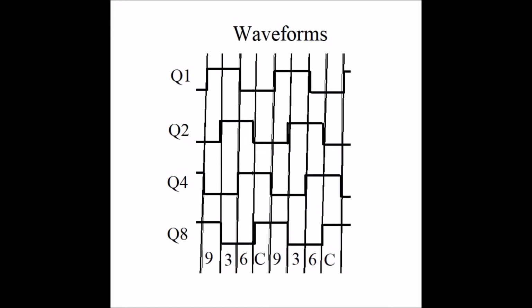So if we look at this real carefully, we can see that here we have the most significant, least significant, and most significant bits set, or a 9. Here we have the 2 least significant bits set, which is a 3. Here we have the 2 middle bits set, which is a 6. And here we have the 2 most significant bits set, which is a C. And then we'll repeat that pattern. So it'll go 9, 3, 6, C, 9, 3, 6, C. C, of course, being hexadecimal for decimal 12.